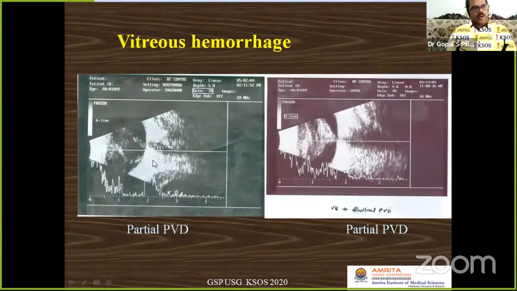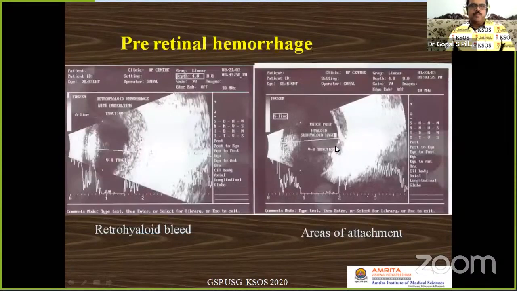Now there could be partial PVD as well, like in many of these cases. In diabetic vitreous hemorrhage, PVD is more difficult to come. Whereas with vascular block with neovascularizations, or age-related macular degeneration which can bleed, and subretinal hemorrhage breaking through into the vitreous, all those can have PVD. Now you can see sometimes there can be partial PVD. You can see the attachment here, and it is attached to the disc. So this could be partial PVDs.